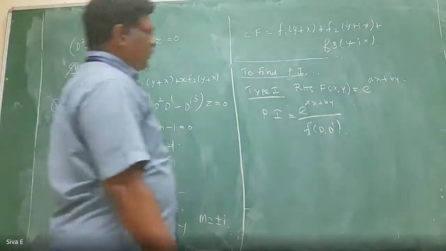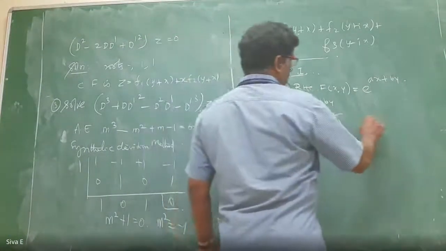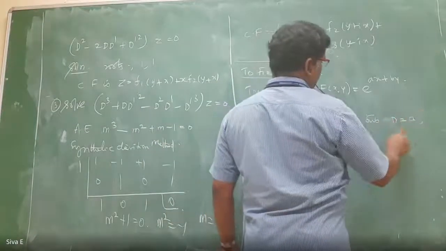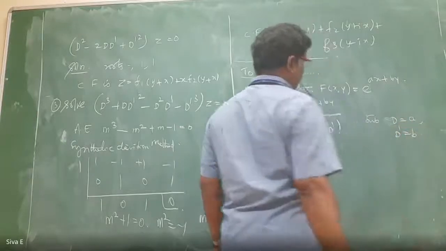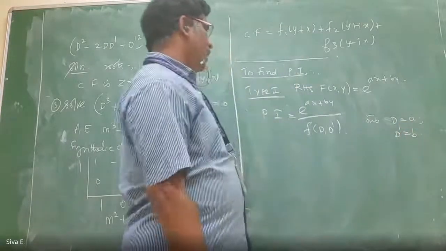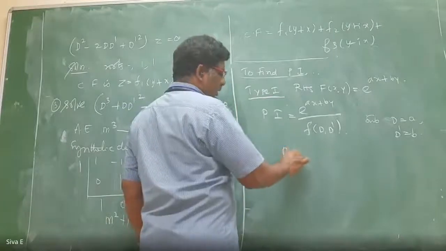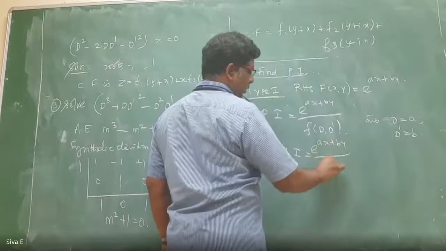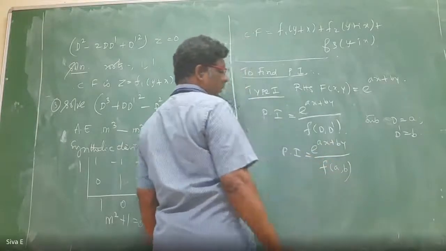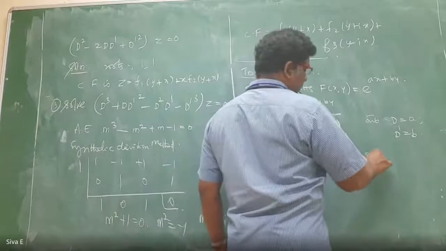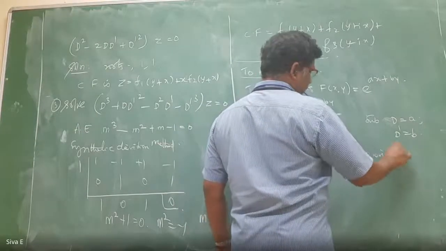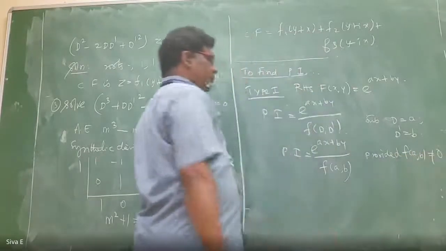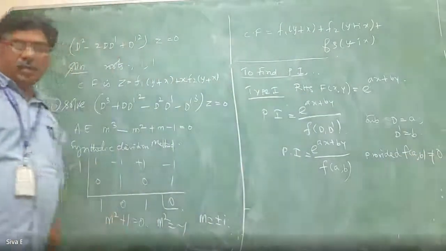So here you substitute D equal to a, D dash equal to b. Substituting D equal to a, D dash equal to b, the particular integral becomes e power ax plus by by f of a comma b, provided f of a comma b should not equal 0.